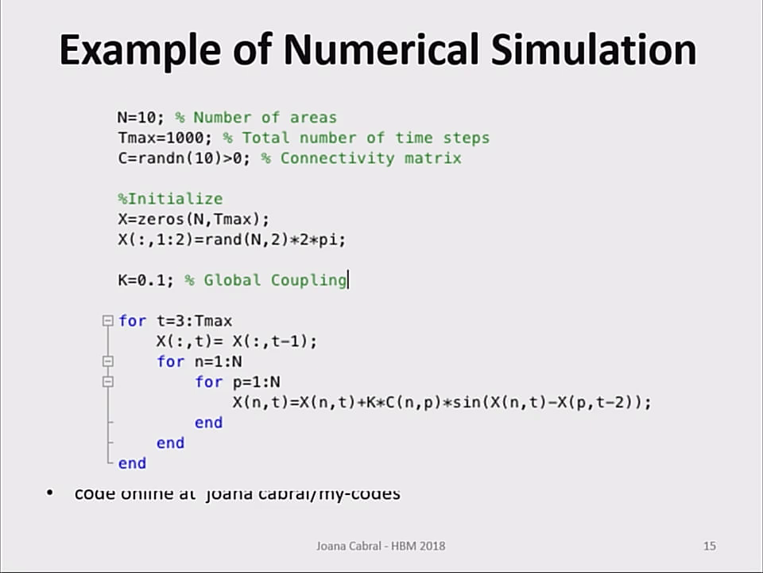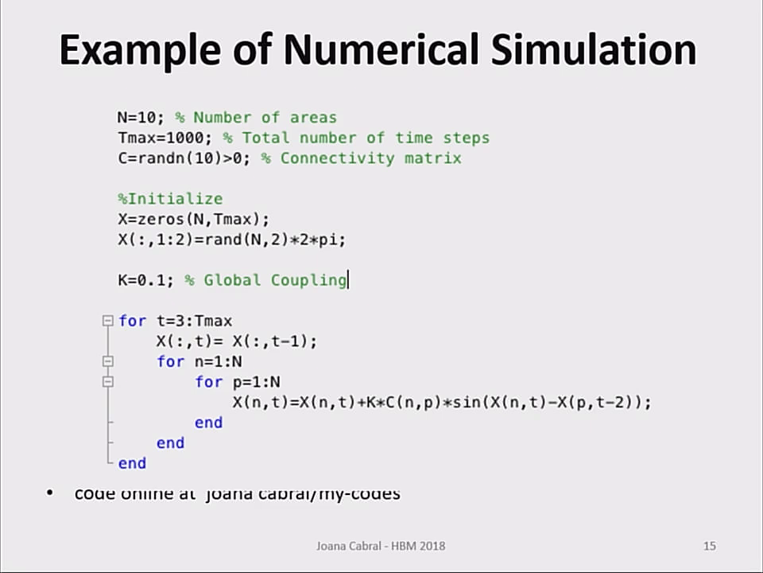So at time t, we first put it equal to the activity it had at time t minus 1. And then for each node n and each node p, the activity in node n will be its own activity plus the coupling term times the connectivity weight between nodes n and p, so the C_np term. This is where the structural connectivity matrix gets in.